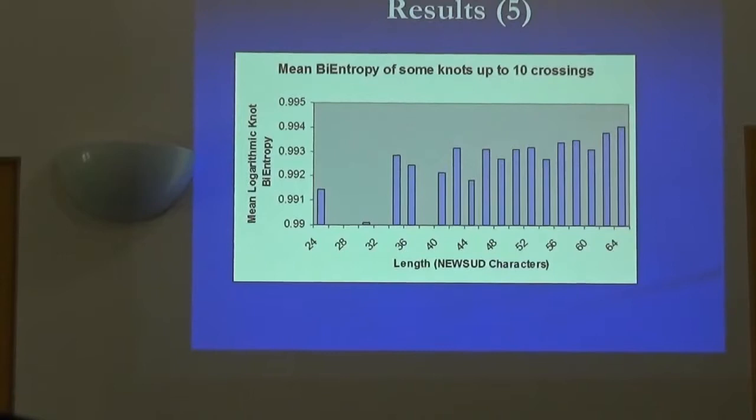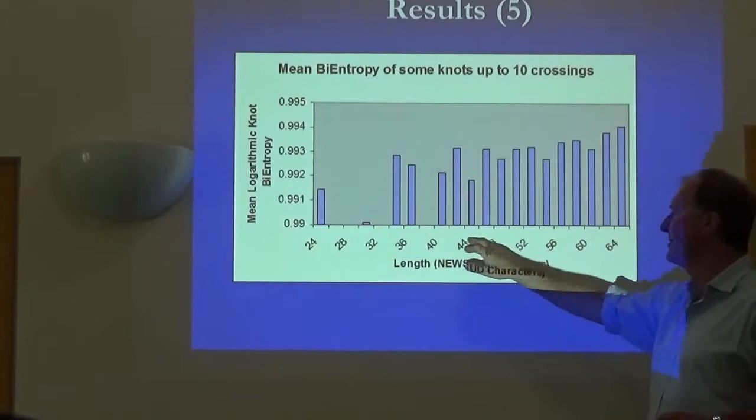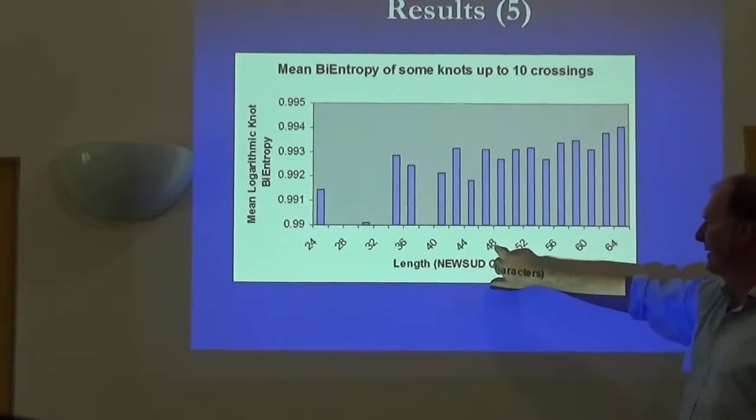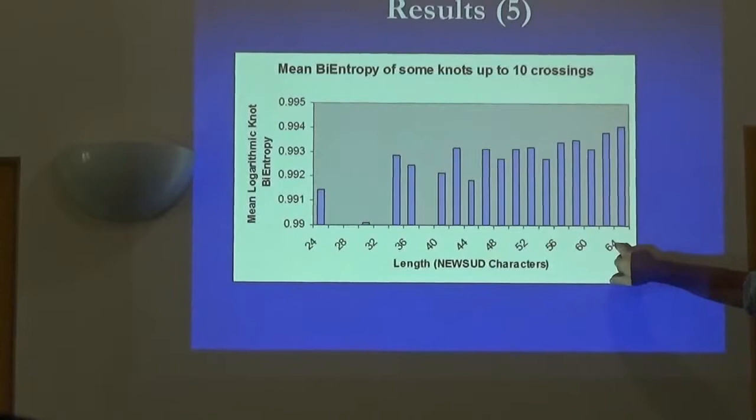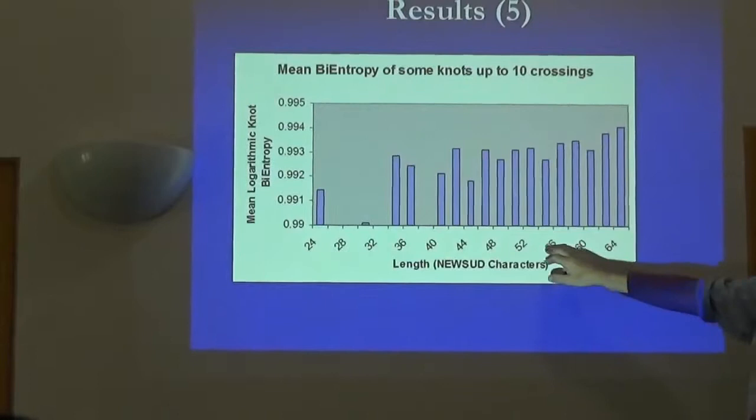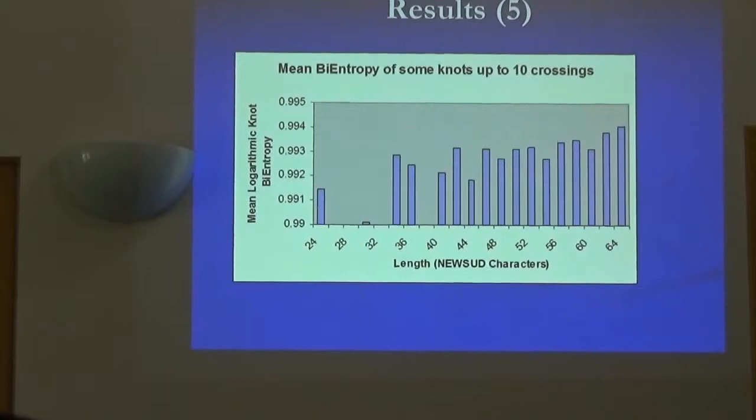Since it takes a differing number of characters to represent the more complex knots, sometimes you can do a knot of 10 crossings in 48 characters, sometimes it takes 64 characters to do a knot with 8 crossings. But again, you can see that as the encoding length increases, so does the BiEntropy. Well, of course, that's a result which we intuitively expect.